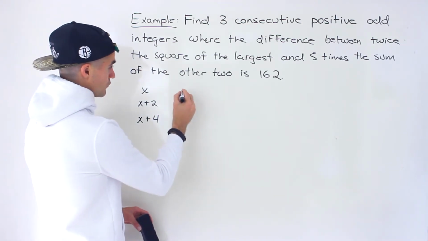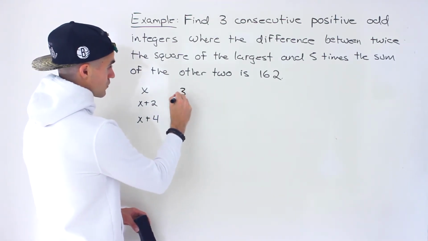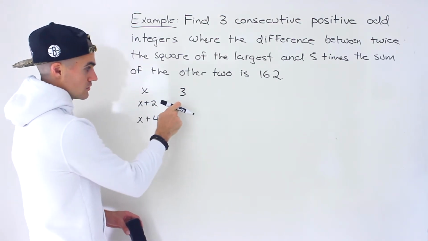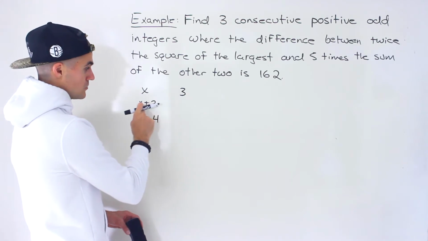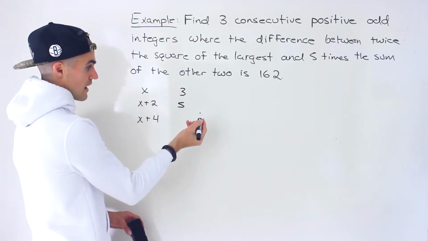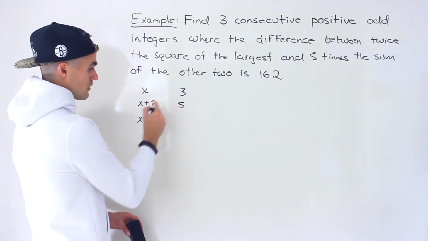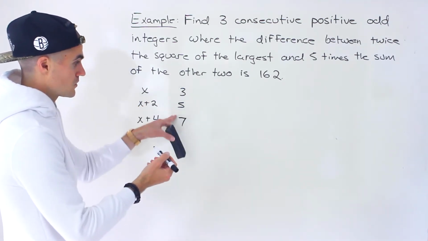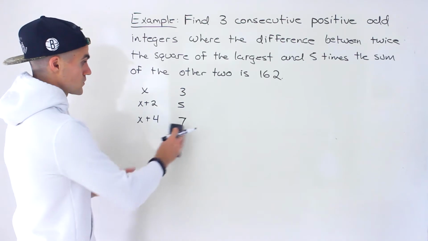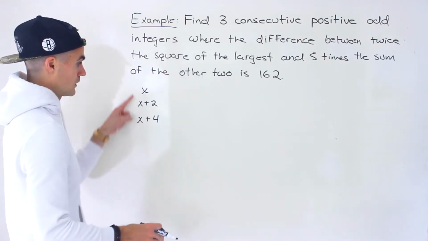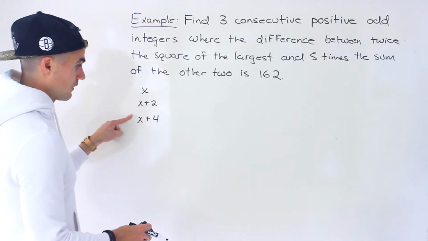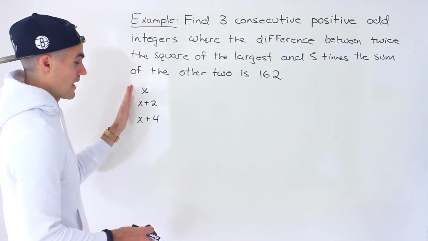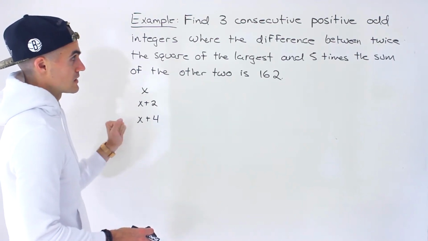So for example, if we're dealing with odd integers like 3, if x is 3, then the next odd integer, because it has to be consecutive, would be 3 plus 2, which would give us 5. And the next one would be 3 plus 4, which would give us 7. These always have a difference of 2 between them. So that's the first thing we want to do. We want to represent the consecutive positive odd integers as variables like this.